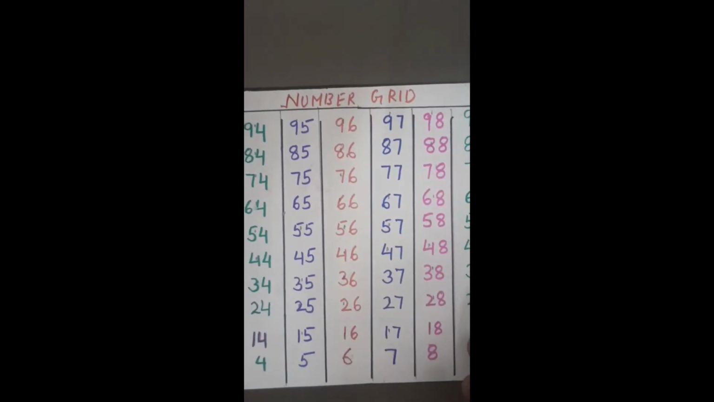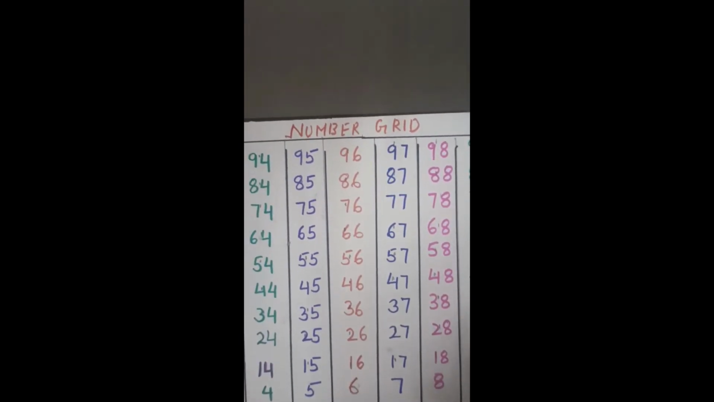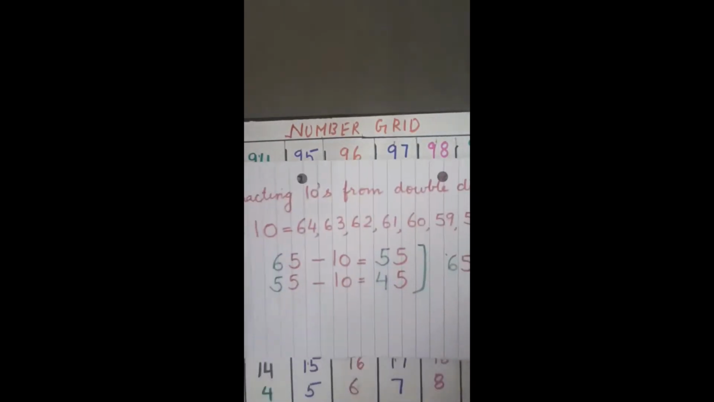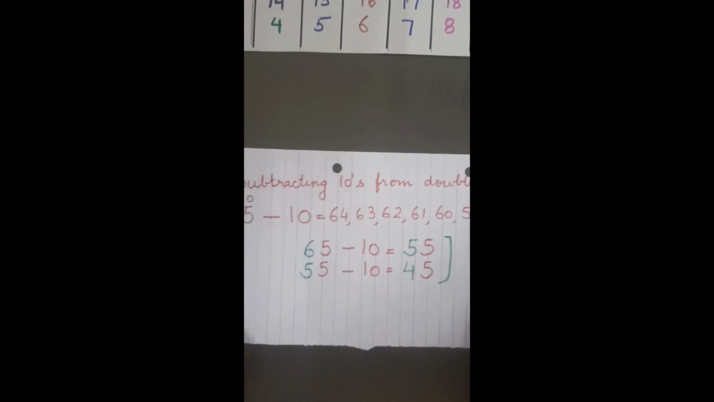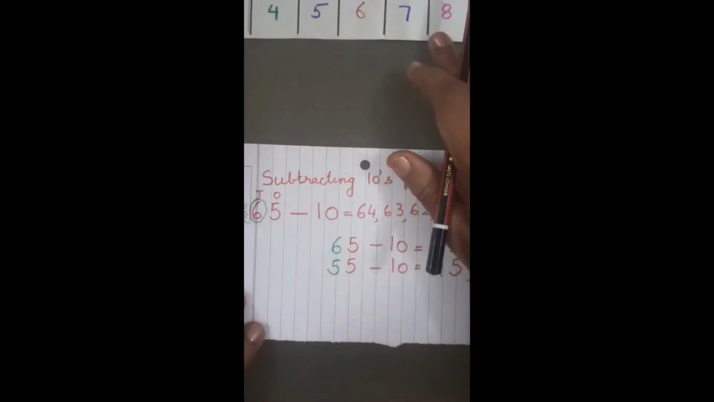Double digit subtraction on a number grid. So first, as I did before, we'll begin with understanding subtraction with a simple example. Now here you can see, children, I have taken a very simple example and we'll try to understand what happens when we subtract 10 from a number.